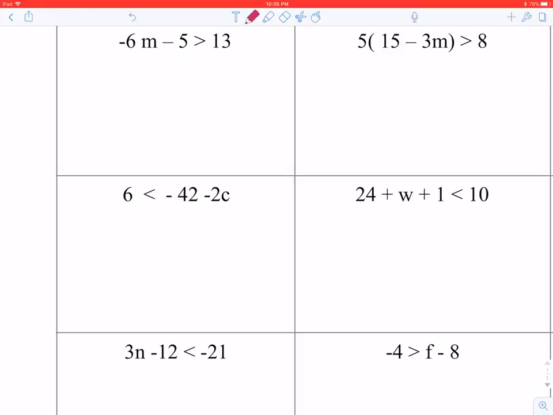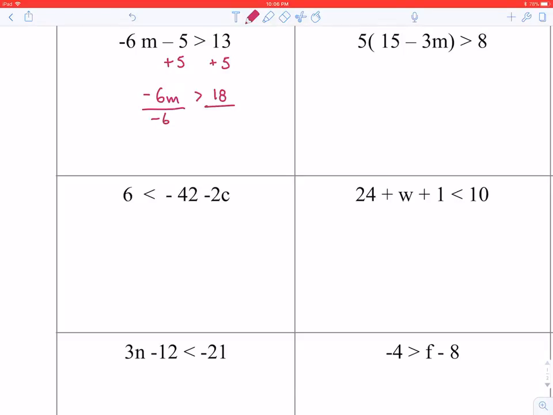Let's do another problem. We've got negative 6m minus 5 is greater than 13. So again, going to take care of the number that's not attached to the variable. So I've got two options here. I can either take care of this negative 6 or take care of this 5. Well, the easiest step here is going to be to get rid of that minus 5 by adding 5 to both sides, which is going to leave me with negative 6m is greater than 18.